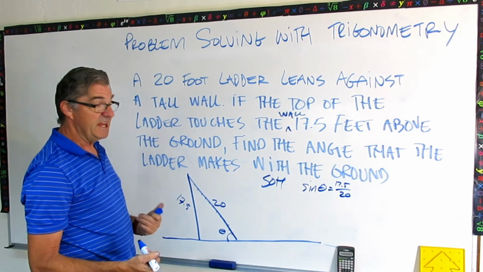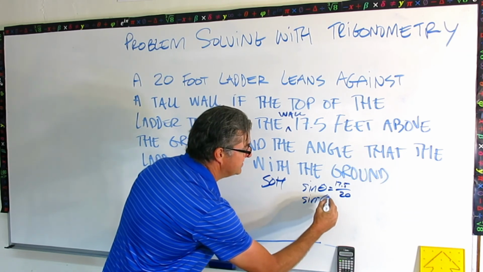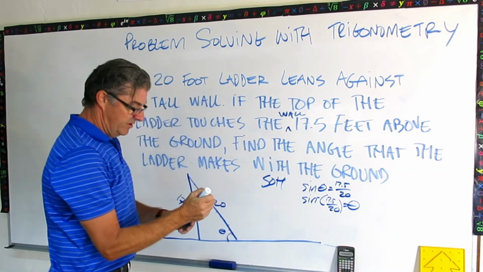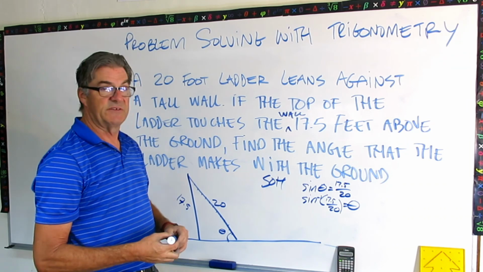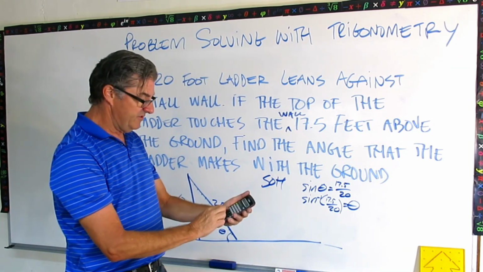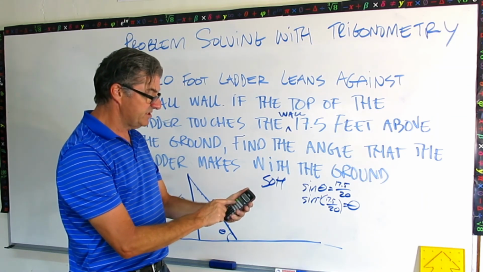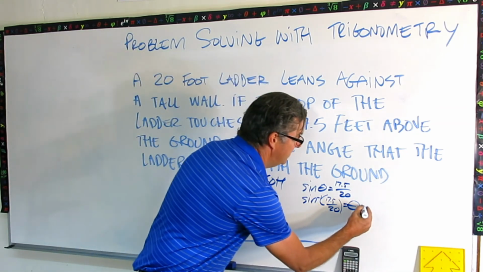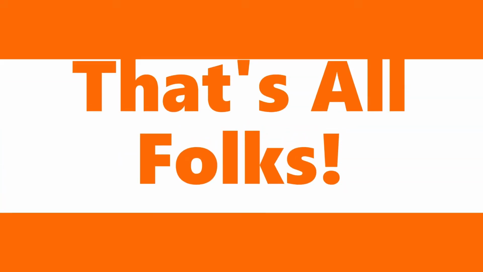Now that's going to give us an inverse equation as follows. Sine inverse of 17.5 over 20 equals theta. So now I just have to put that in my calculator. Oops, there's a little -1 there. Sine inverse of 17.5 over 20. So on my calculator, I do 17.5 divided by 20, figure out what that is, and then do the inverse sine of that, and I get 61 degrees. So that angle is 61 degrees.